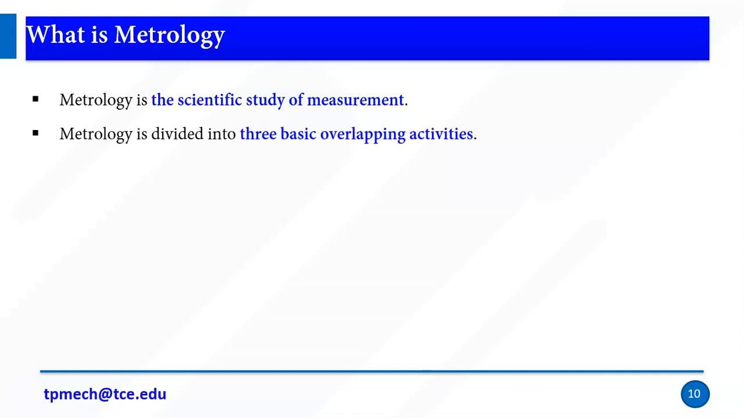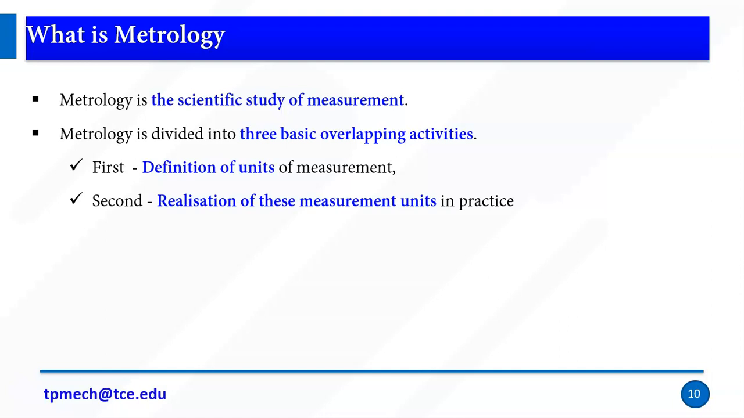It is divided into three overlapping activities. So metrology does three overlapping activities. The first is the definition of units of measurement. If you want to measure length, you need to use meter. This is defined by the metrological part. The first activity in metrology is the definition of units of measurement.